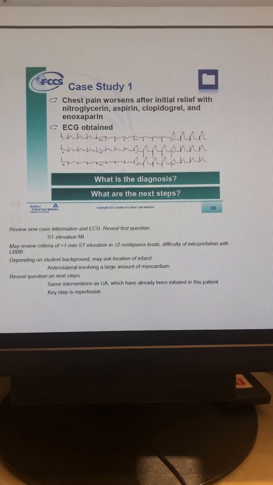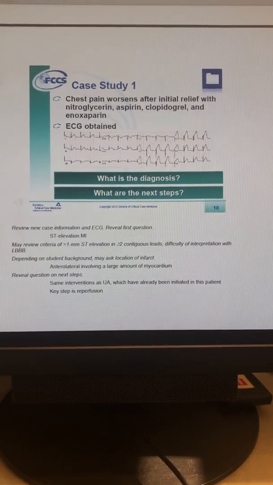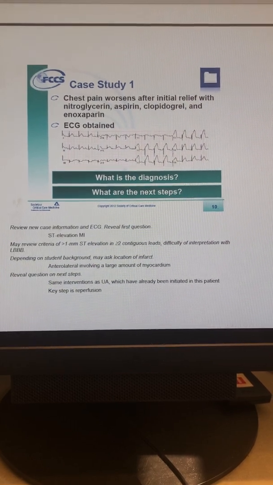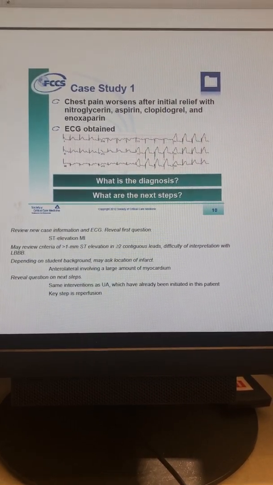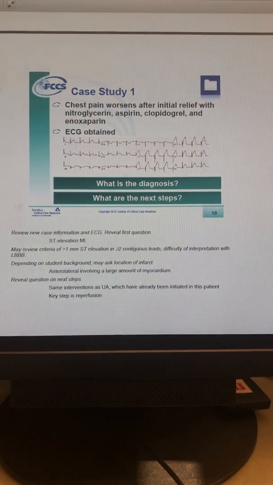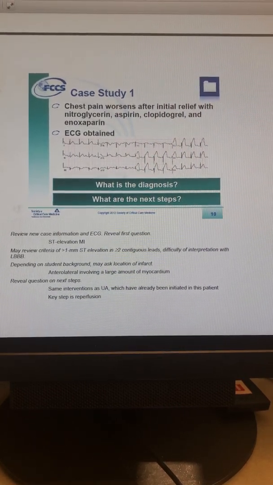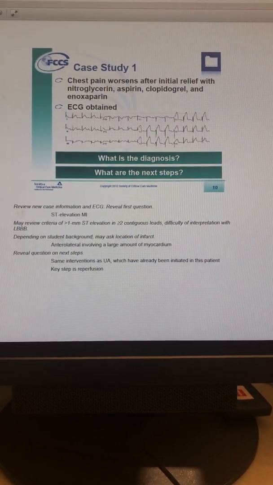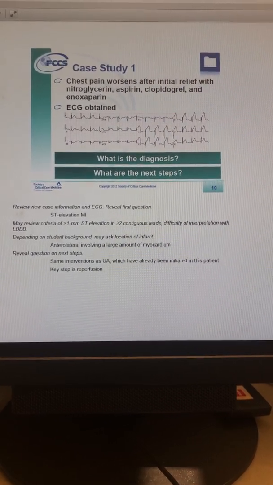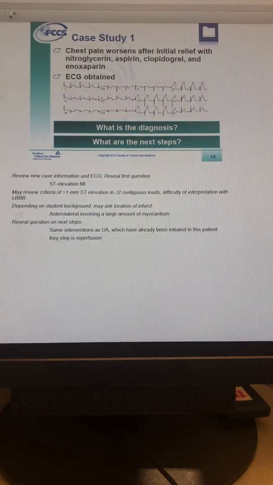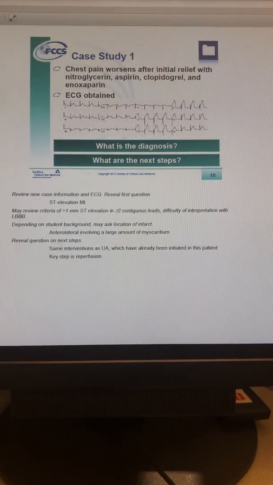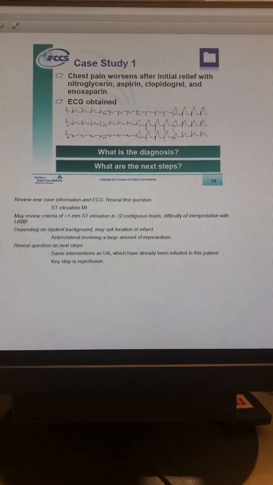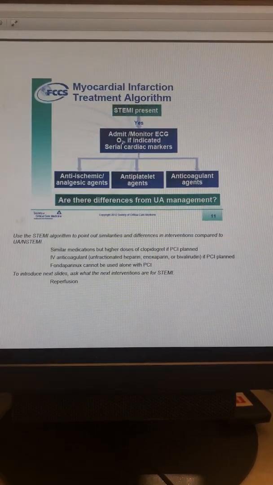Obviously, here we need to call the cardiologist on call for cath, and we need to think about activating the cath lab after we talk to the cardiologist on call for cath. But this patient clearly has ST elevation MI at this point. So now the intervention is not optional anymore. Now the intervention is indicated.